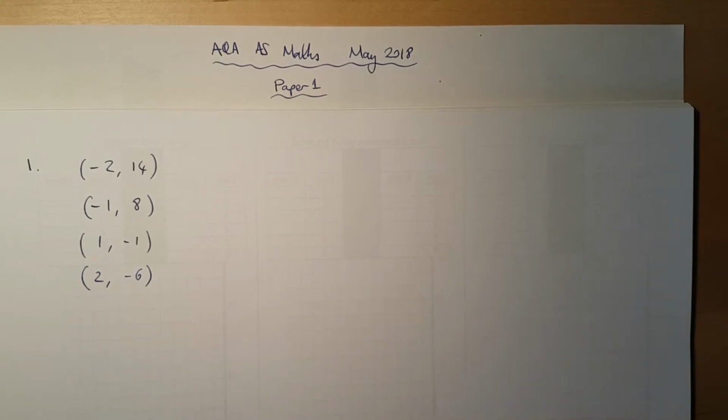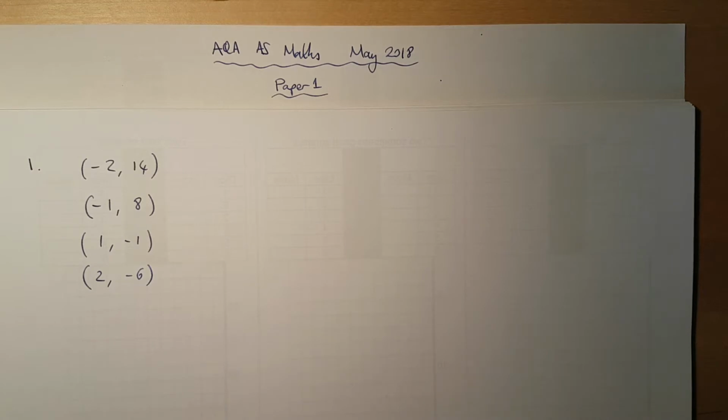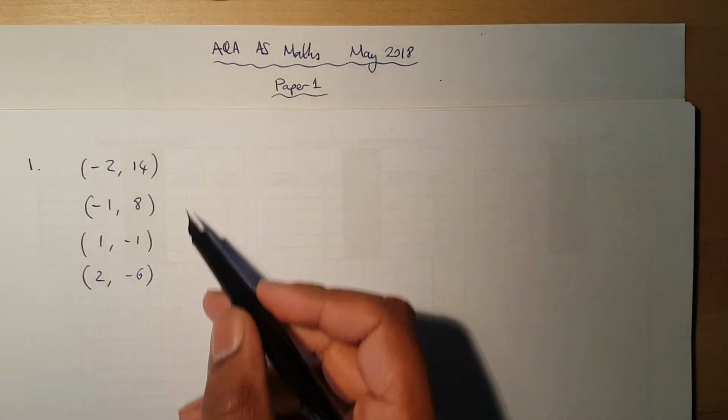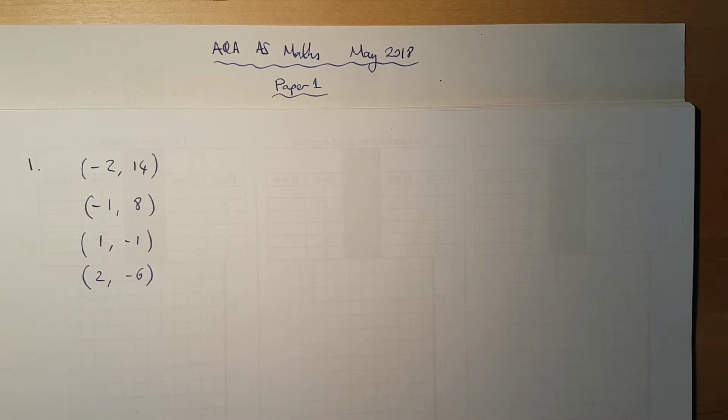Okay, we're starting with the AQA AS Maths May 2018, paper 1, and looking at question 1, where we're given these four coordinates and we're asked to find the odd one out. Which one does not lie on a line? Three of them do, one of them doesn't. And we have to work it out.